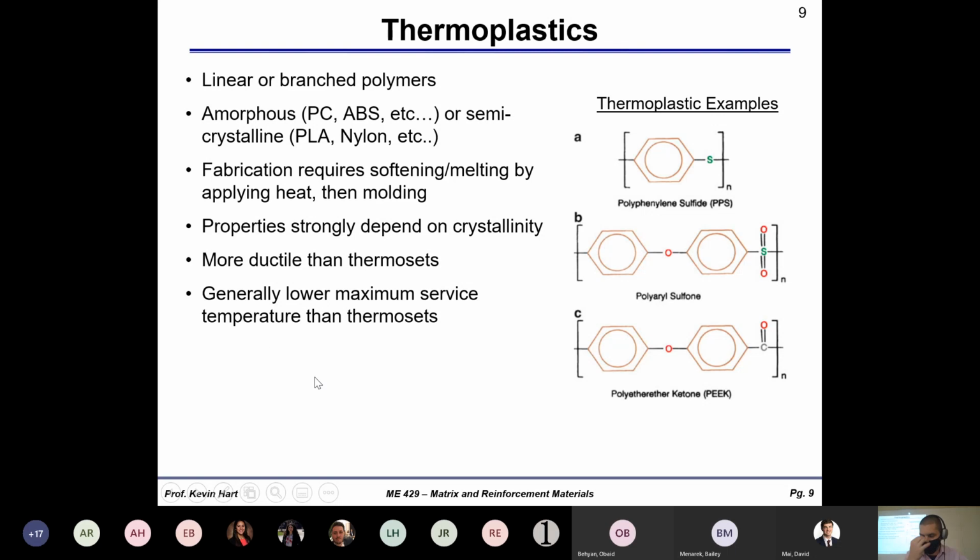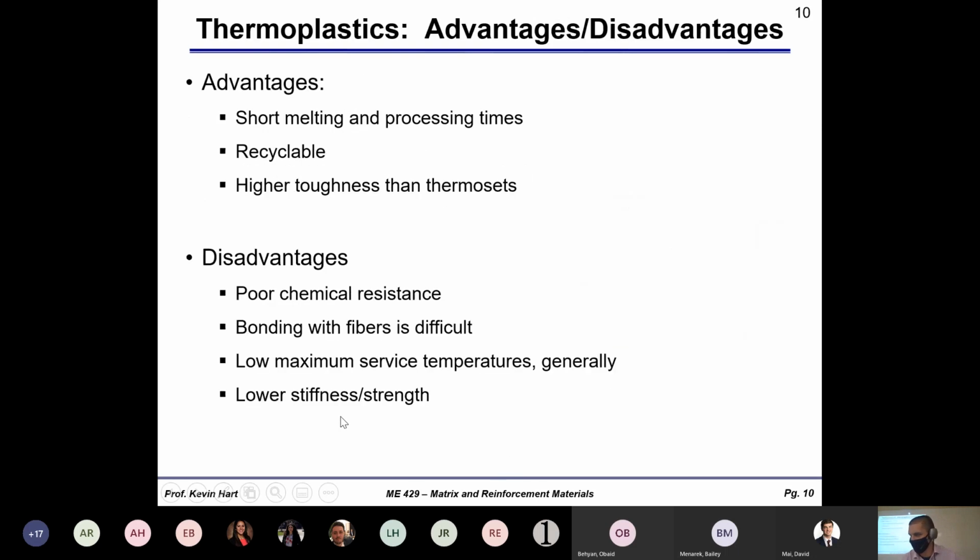Generally lower maximum service temperatures than thermosets. All right, so thermosets can handle maybe up to 200 C. Thermoplastics, depending on the thermoplastic, break down anywhere from 50 to 150 C probably. So PLA melts around 50, 60 C. ABS will probably start to go around 180 C, something like that. So, yeah, keep that in mind if you're thinking about continuous service temperatures for your materials.